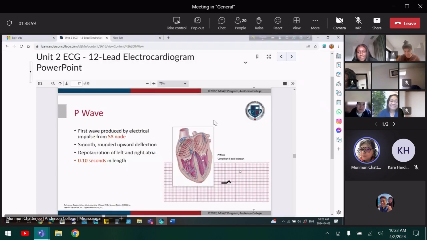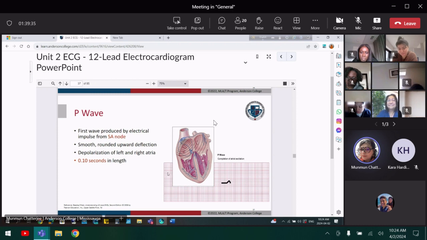Okay. So how much time does it take? 0.1 second. It means it is going to cover how many squares? The P wave, if it is 0.1 seconds, how many small squares is it going to cover?